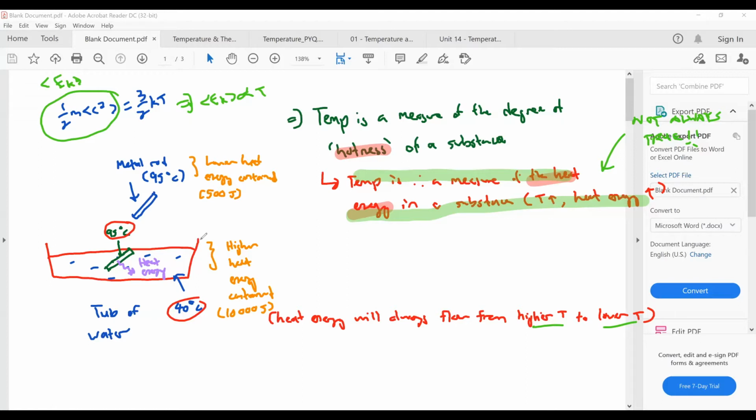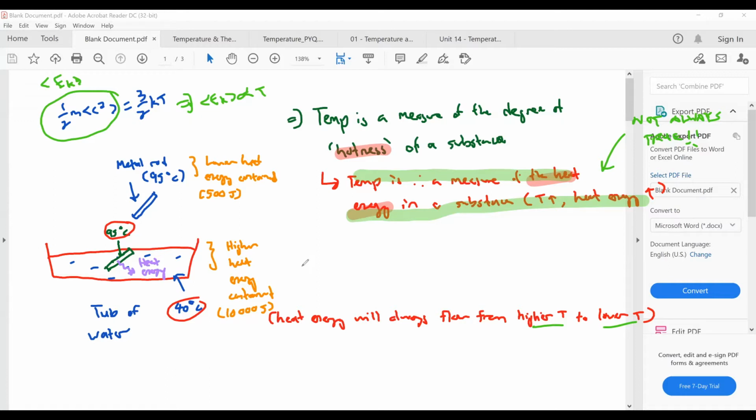There's a misconception that people always think heat energy will always flow from the body with higher heat to the body with lower heat. That is not true. It always flows from the body with higher temperature to lower temperature. It could be a case where the body with higher temperature has a lower amount of heat energy, but the body with lower temperature has a higher amount of heat energy. In your case here, it doesn't matter. Heat will still flow from the lower heat energy to the higher heat energy. Okay, so that is what's going to happen.